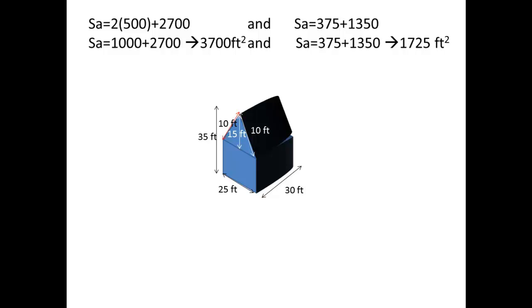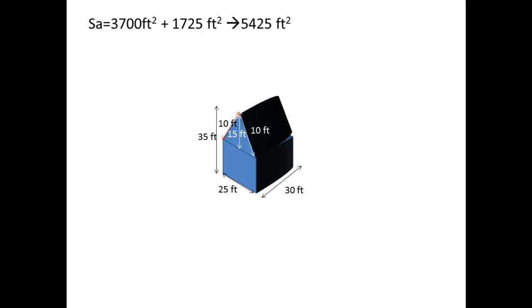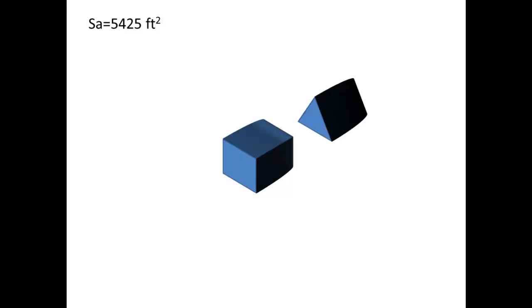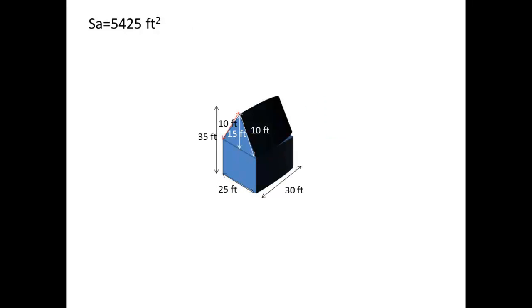Now I bet you're thinking that all you have to do is add the surface areas together and get 5,425 feet. Well, if you think that, then you're positively, absolutely wrong. Let me explain why. You wouldn't paint the top of this rectangular prism or the bottom of this triangular prism, although the surface area of both figures is 5,425 feet.